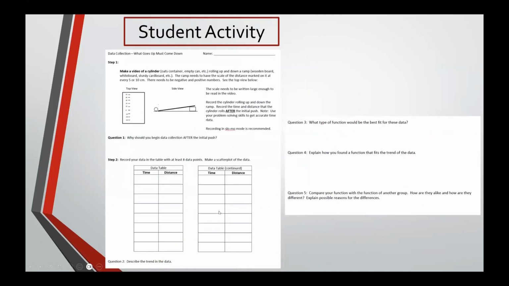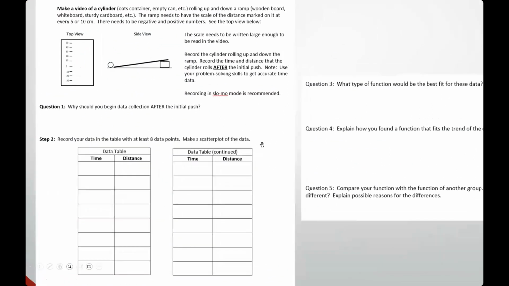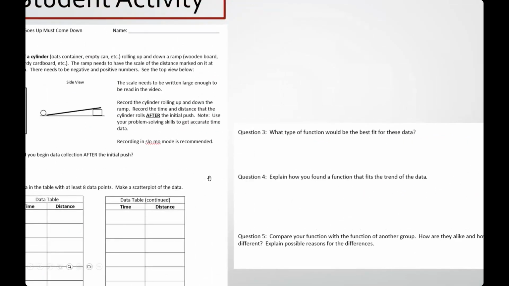They describe the trend in the data. I ask them to make a scatter plot of the data, because they may have quite a few points. I ask them what type of function, and it's so perfectly quadratic, it's really hard for students to miss it.